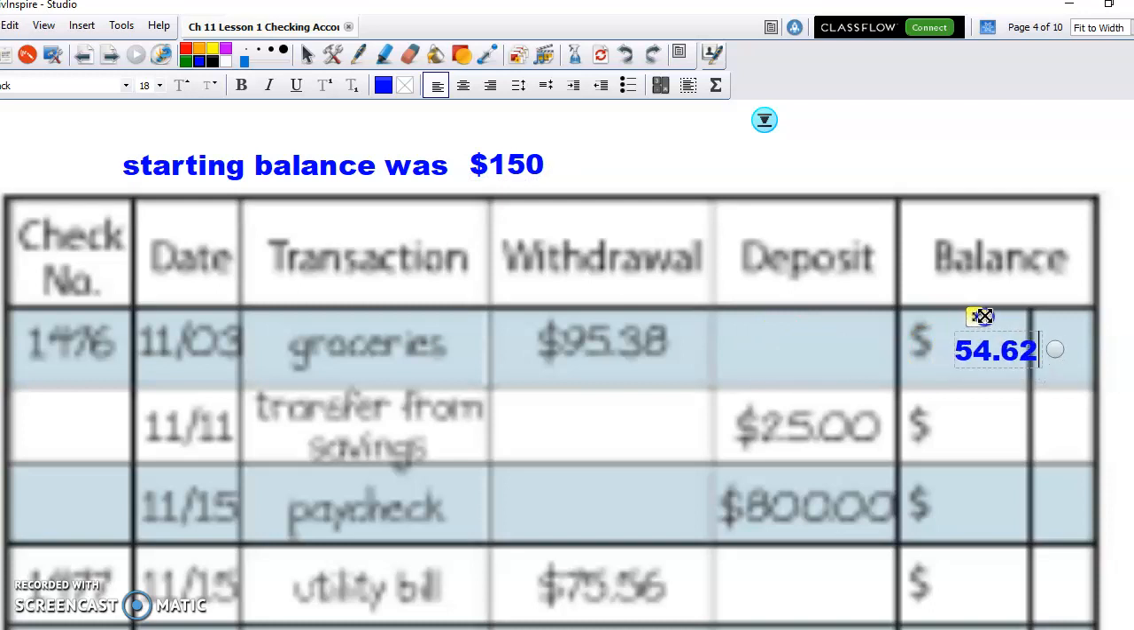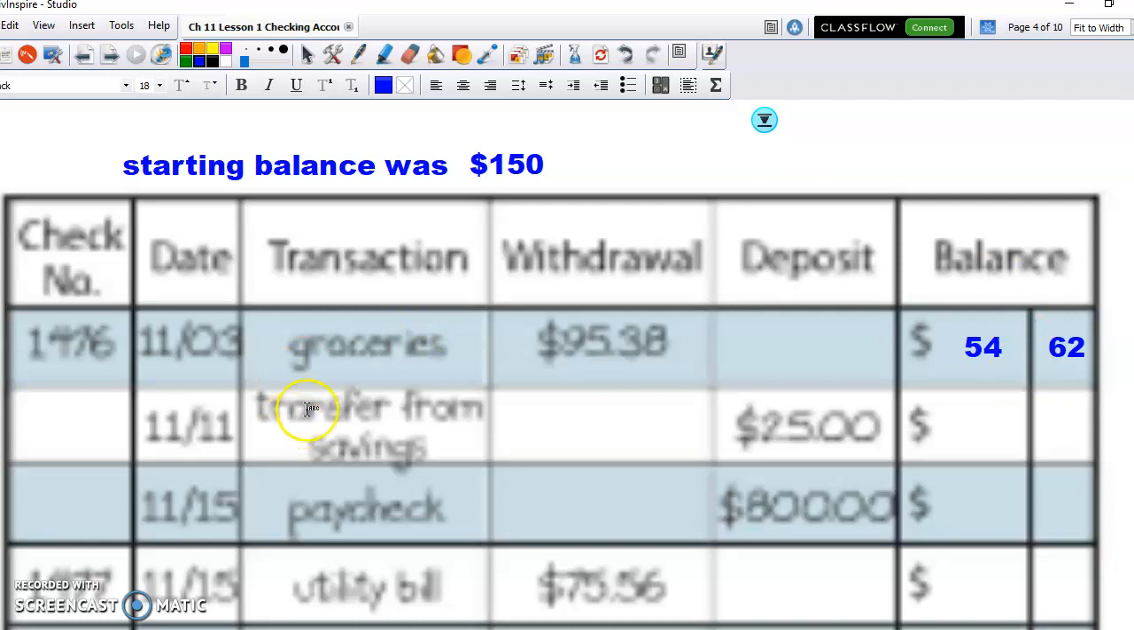Now, what you would do is, in a check register, you don't write it like that. What you do is you put the dollars here, and you put the cents on the other side of the line. You don't need to put the decimal, but you can see where it would go. So now I only have $54.62, so I don't have very much money in my account.